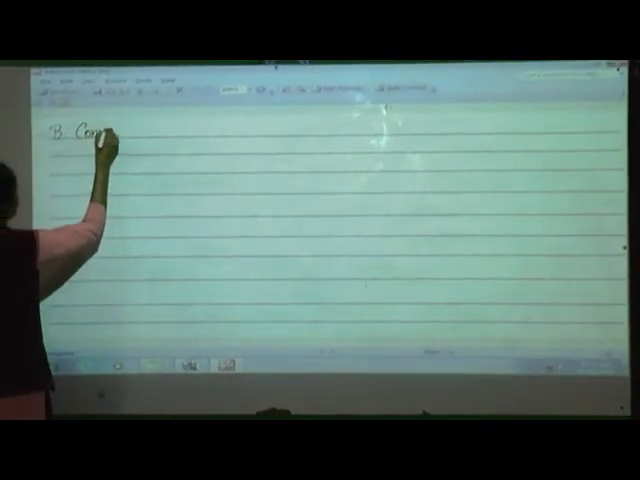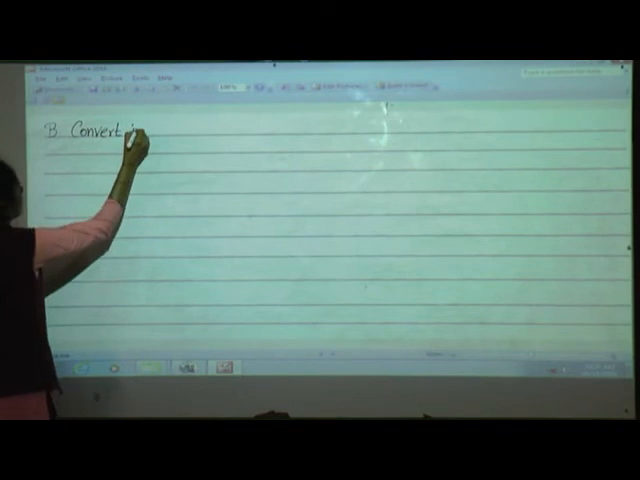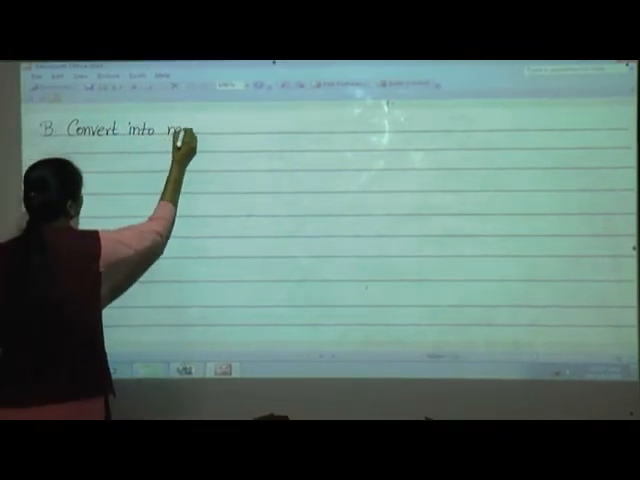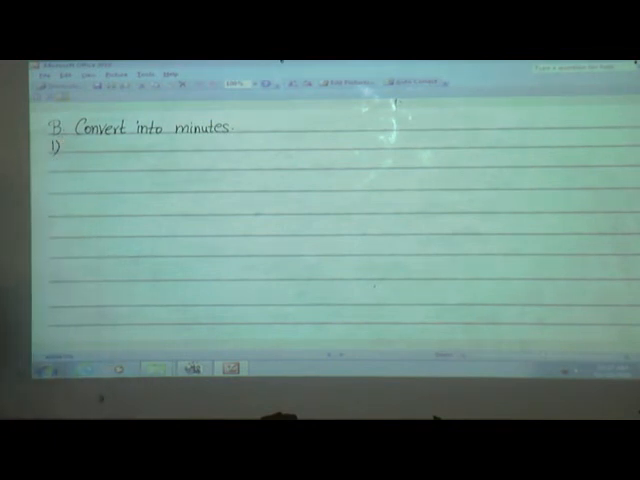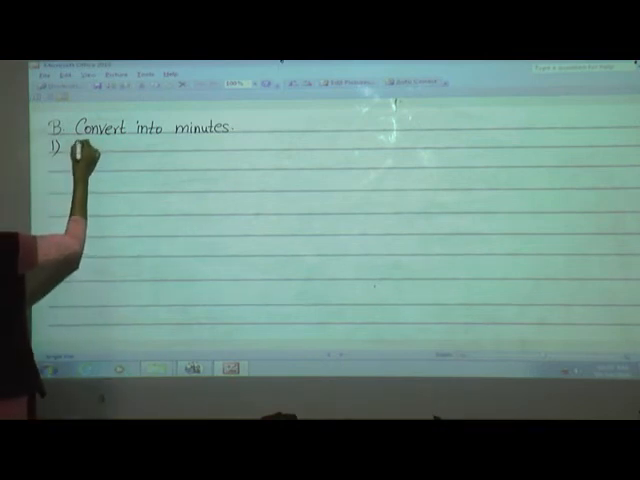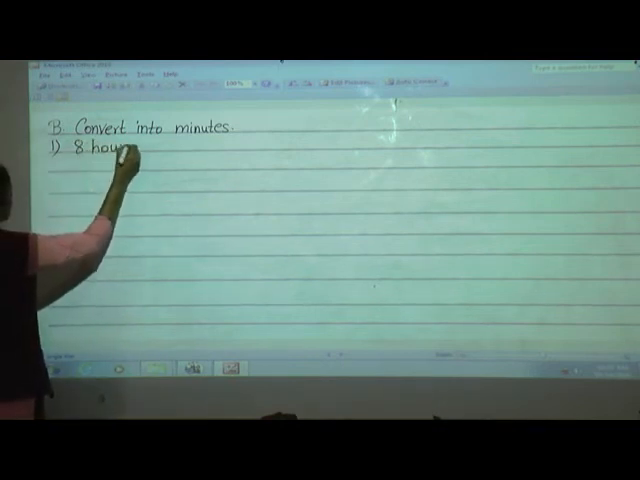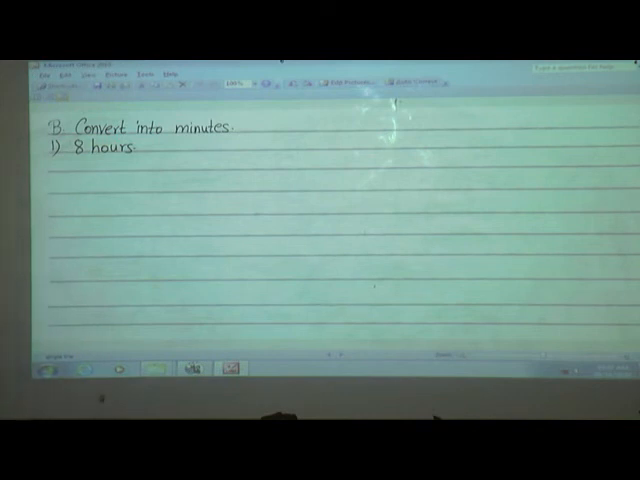Convert into minutes. What is the first example? Yes, see the first example, 8 hours. 8 hours is equal to... here 8 hours, these hours we have to convert into minutes.